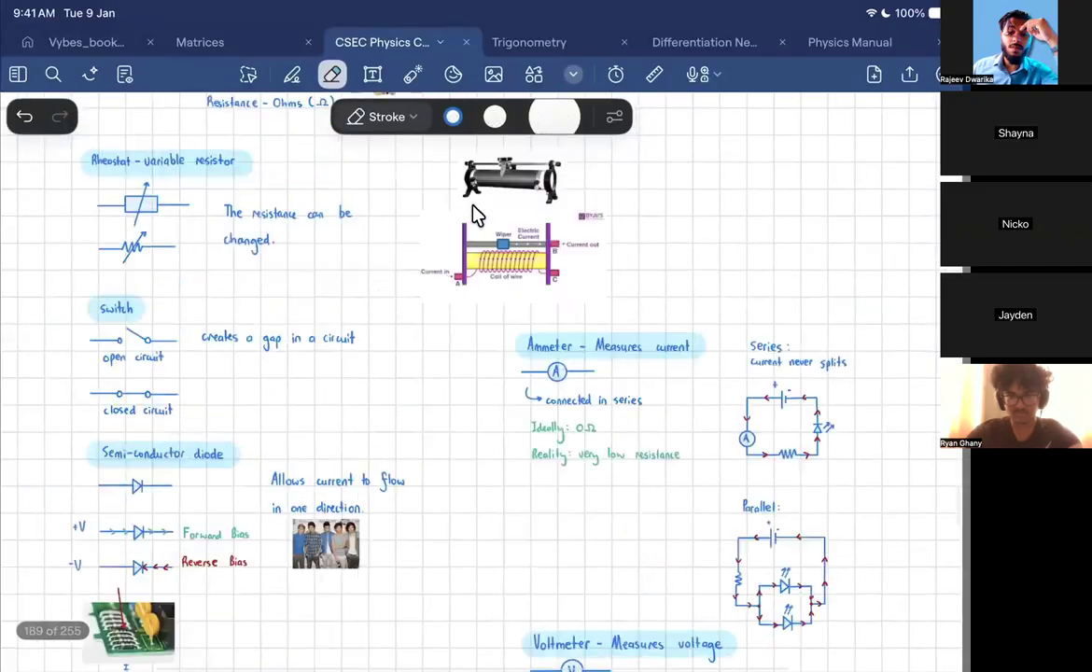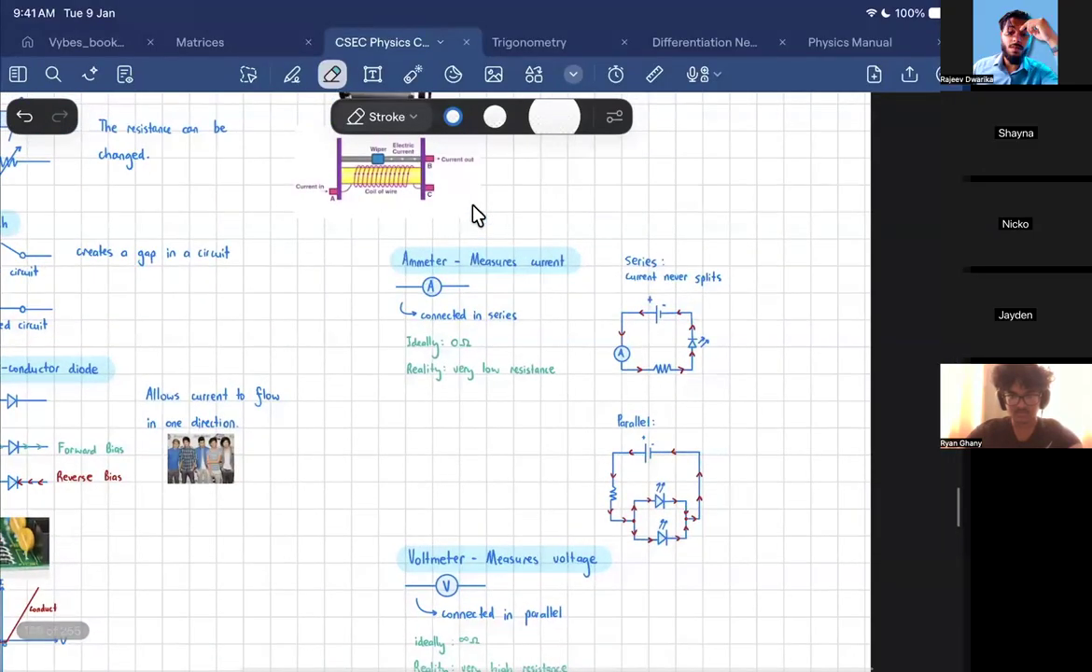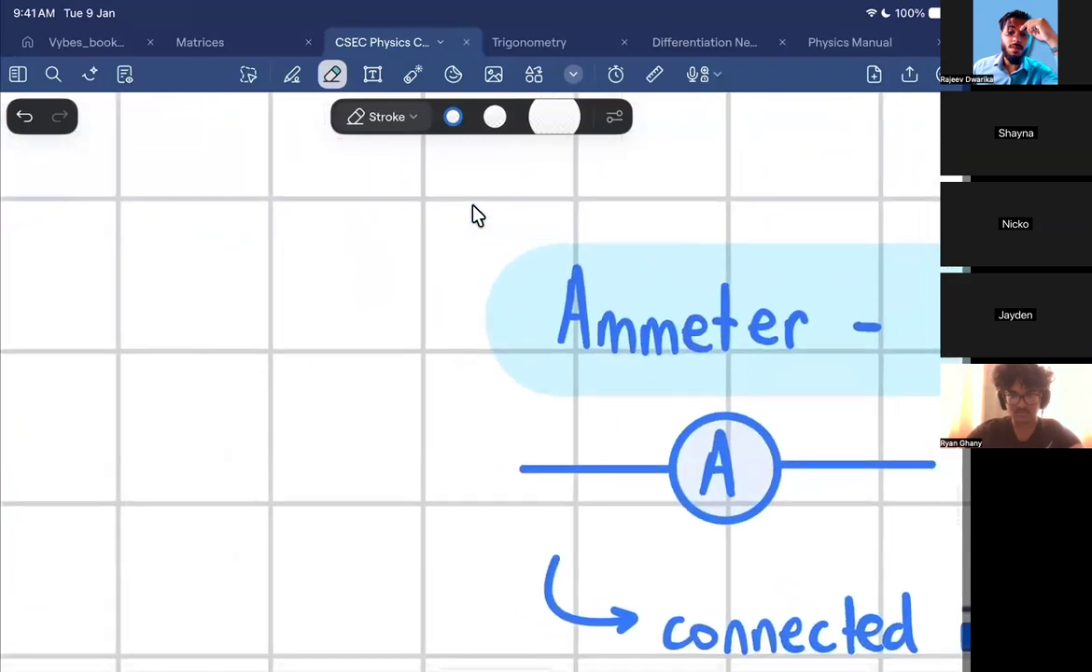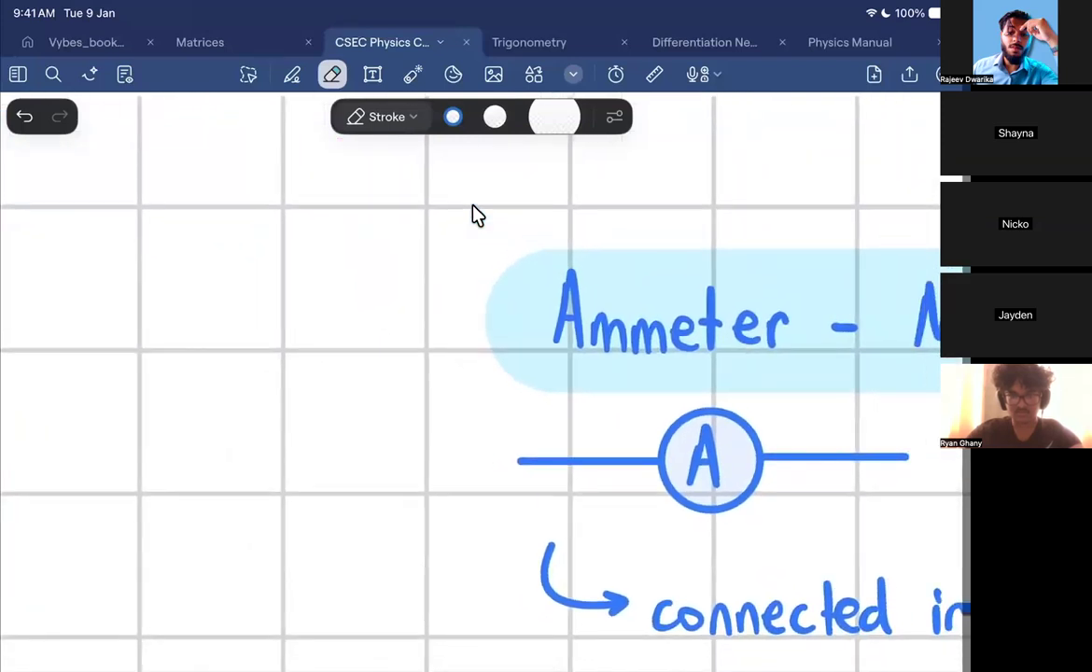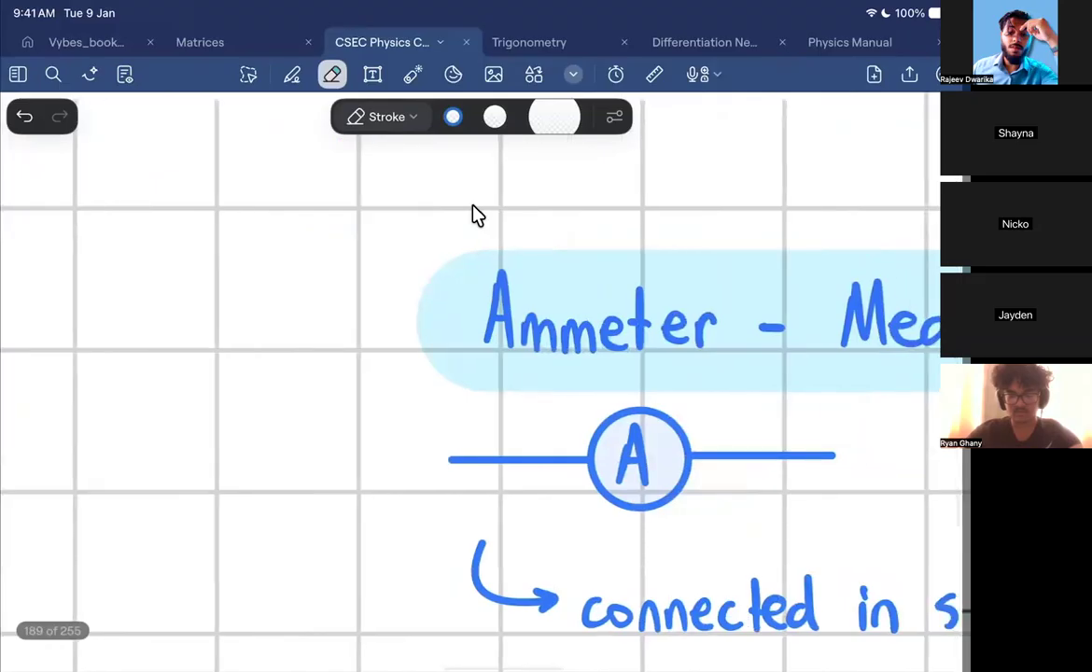We also looked at the ammeter and the voltmeter. If you all had to guess, what do you think an ammeter measures? Amperes, which is a measure of what? Current. Right. So Shayna, you're a little quiet.